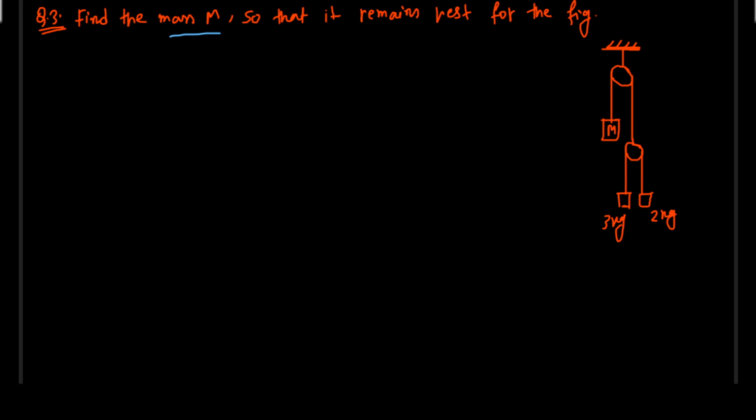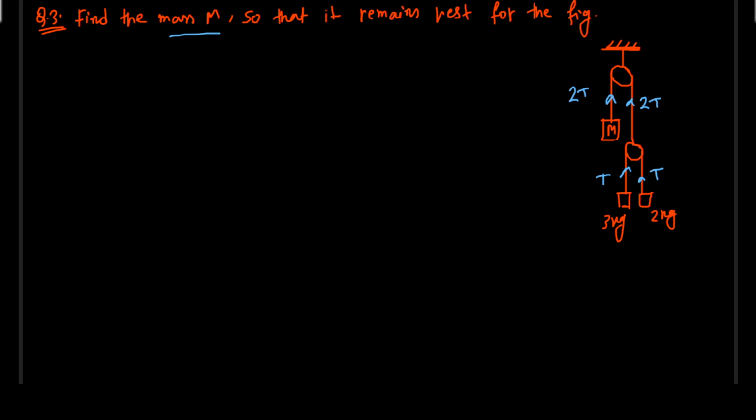So now let me first see what the forces acting on these blocks are. If we take the tensional force as T, then the tensional force here also will be T, and this T and T will be shifted here, which will be 2T, the resultant force actually, and if this is 2T then this will also be 2T.